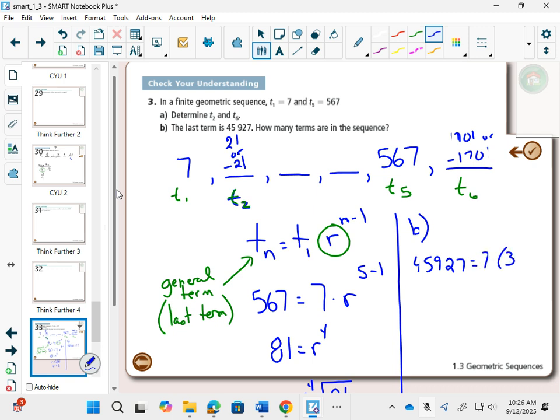I know my first term is 7. I know now that my r is either plus 3 or minus 3. So we can solve it for either one. I'm going to use plus 3. You could also try it with minus 3. It's going to be one or the other. And I don't know n minus 1. So again, if I divide both sides of this by 7, 45,927 divided by 7.